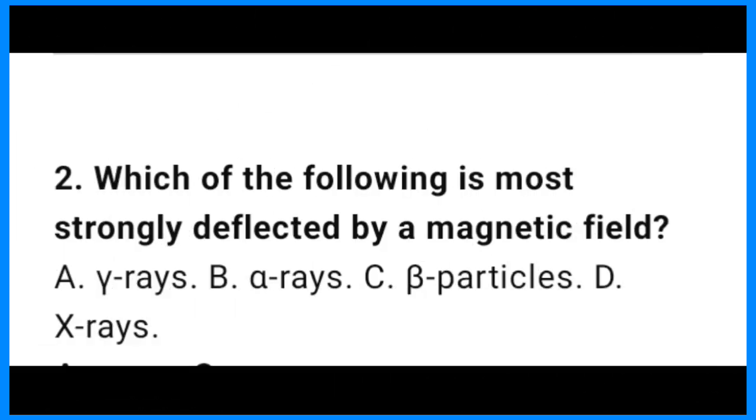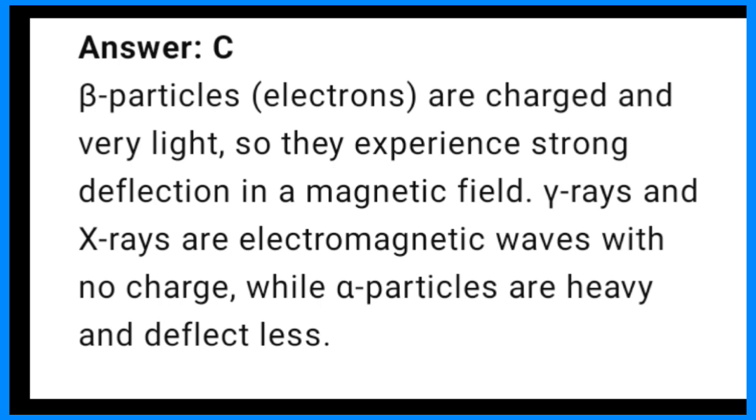2. Which of the following is most strongly deflected by a magnetic field? A. Gamma rays, B. Alpha rays, C. Beta particles, D. X-rays. Answer C. Beta particles, electrons, are charged and very light, so they experience strong deflection in a magnetic field. Gamma rays and X-rays are electromagnetic waves with no charge, while alpha particles are heavy and deflect less.